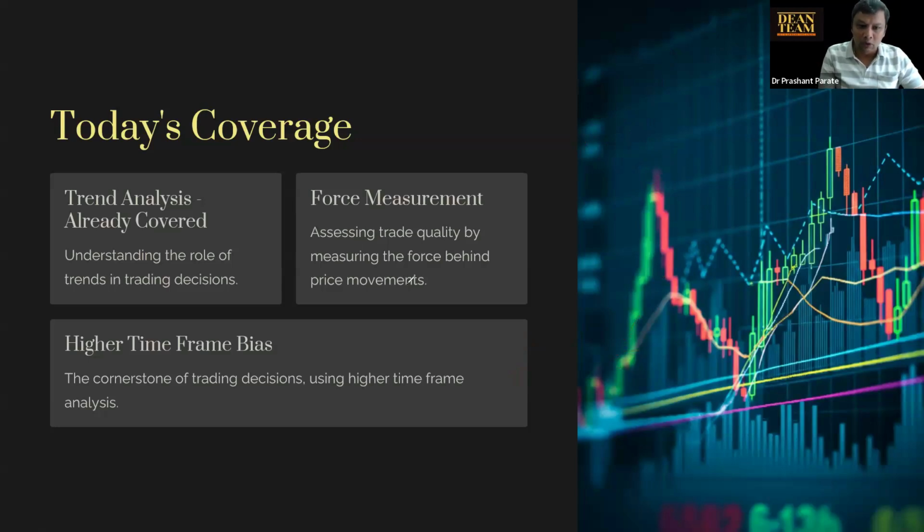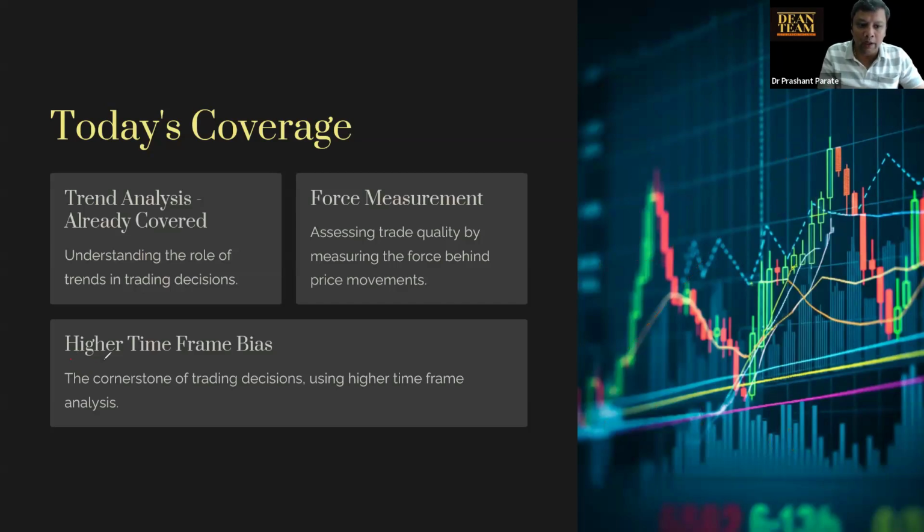Then force measurement. Assessing trade quality by measuring the force behind price movement is important. How can we assess the force of trend? We can assess it by the size of the candles. If the candle size is increasing or decreasing, that will give us some clues about force. And how much is the volume when prices are going in direction of the trend? How much is the volume when prices are going against the current trend? So whether it is a pullback or an impulse, that will be understood by force.